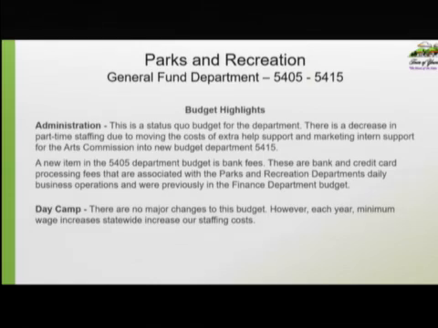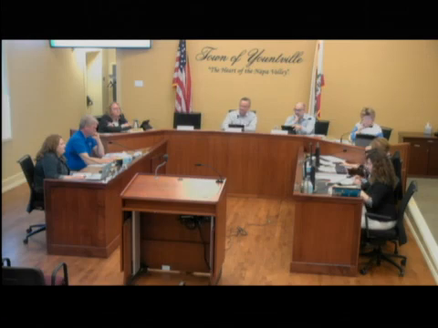We've also added bank fees to the 5405. So these are charges from the bank for use of credit card processing that used to all be charged to the finance department budget. That's now being allocated out amongst the departments that use those services, so Parks and Recreation as well as Planning and Building. And so that's a new allocation for us. Any questions on administration? No. Alrighty, moving right along.